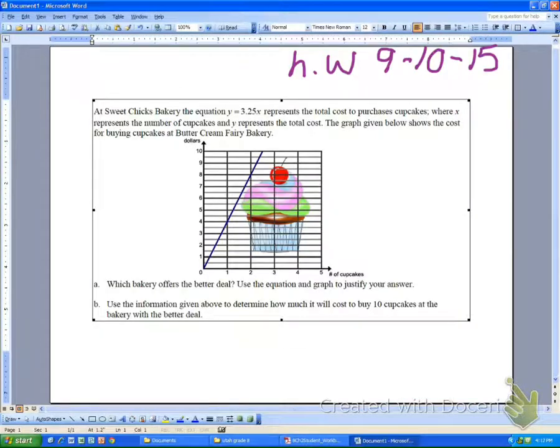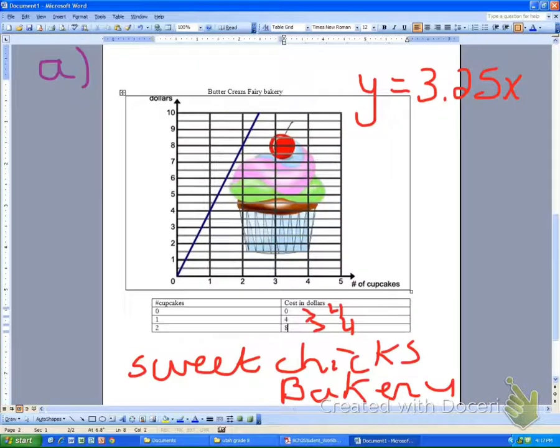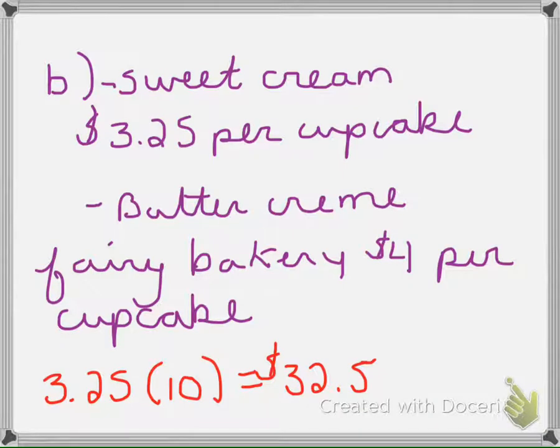Okay. Question B said, use the information given above to determine how much it will cost to buy 10 cupcakes at the bakery with a better deal. Well, we already know that the bakery with a better deal is the Sweet Chicks Bakery. And so we know that 1 cupcake is $3.25, so if we bought 2, we'd pay $6.50, and we'd keep adding $3.25 for each cupcake. An easier way to do that, because who wants to add 10 times $3.25, would be to do $3.25 times 10, and that's going to give us $32.50. If you bought 10 cupcakes, it costs you $32.50 at the Sweet Chicks Bakery. Okay, I think this should say Sweet Chicks.